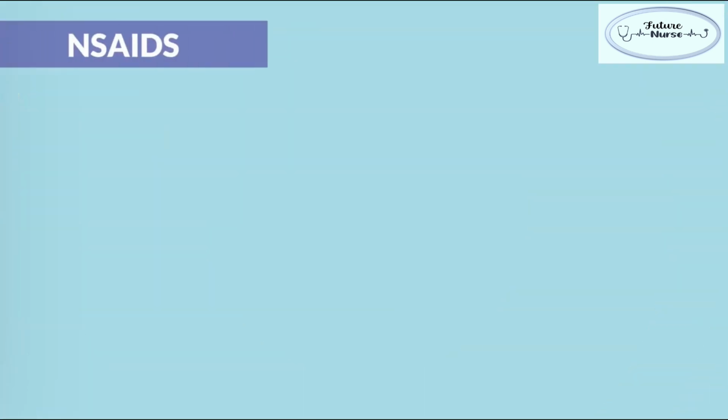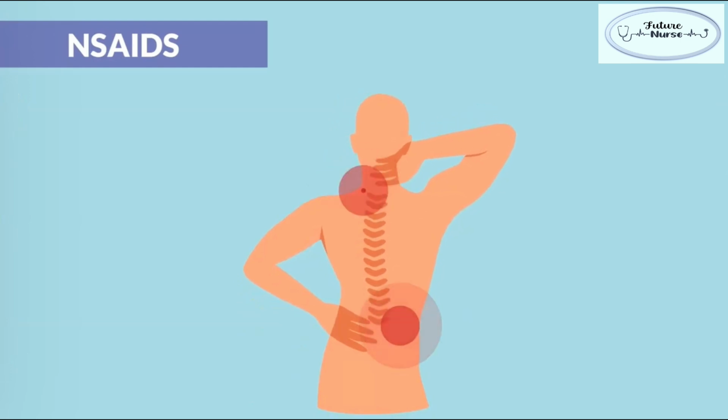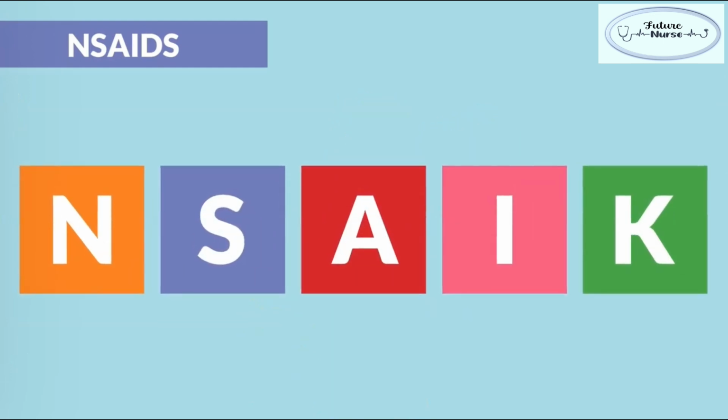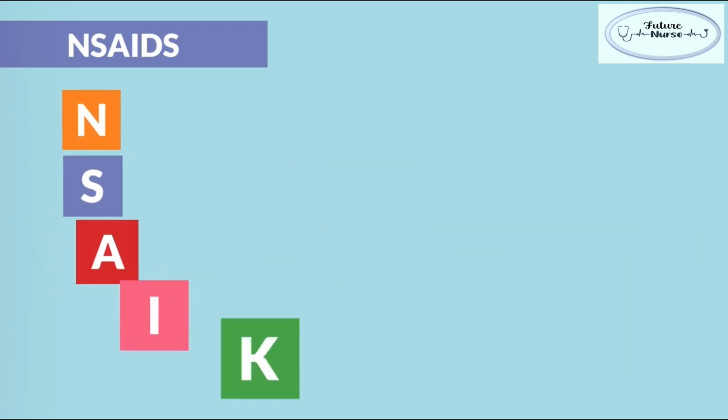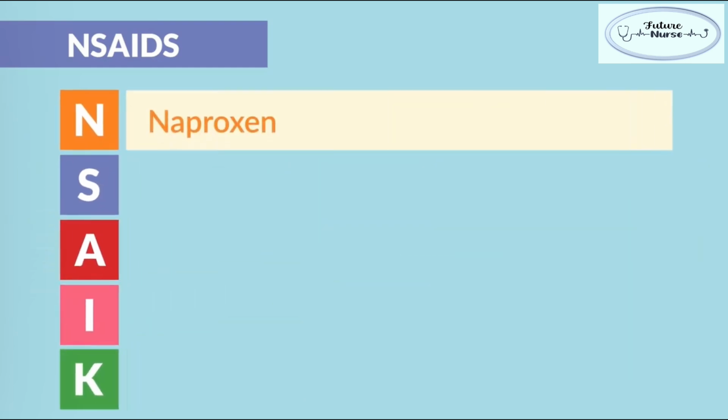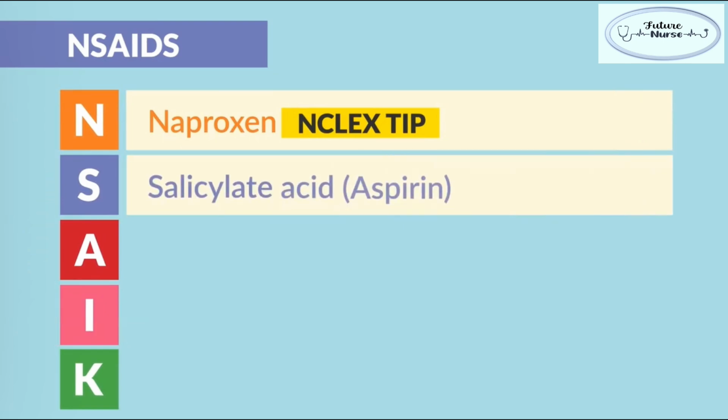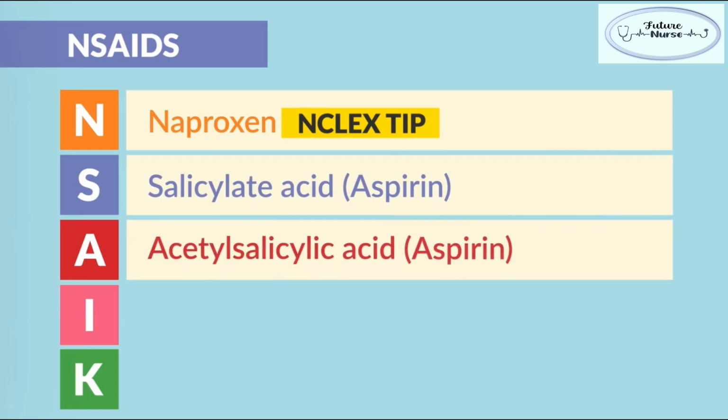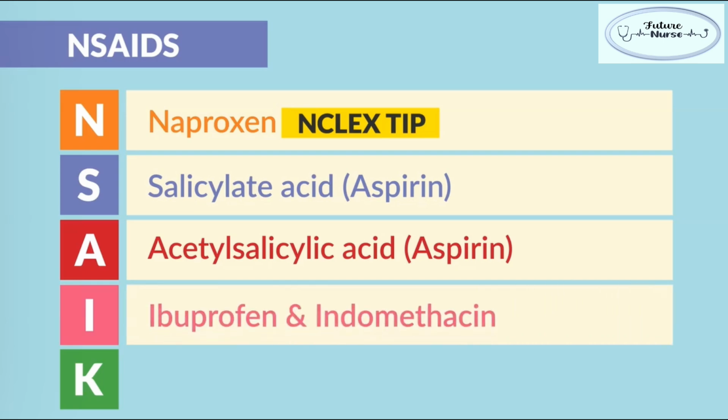Now, first up are NSAIDs, given for mild to moderate pain. So we made the acronym NSAIK to help you remember all the names of NSAIDs. So N for Naproxen. Guys, big NCLEX tip right there. The number one NSAID given is Naproxen, according to question banks. S is for salicylic acid, aka aspirin. And A for acetylsalicylic acid, again, aspirin. Guys, this is also an antiplatelet used to thin the blood. And I is for ibuprofen and indomethacin, which everyone should know ibuprofen.